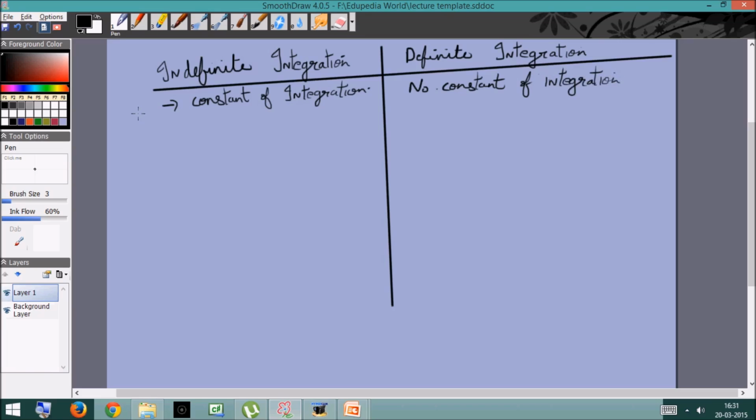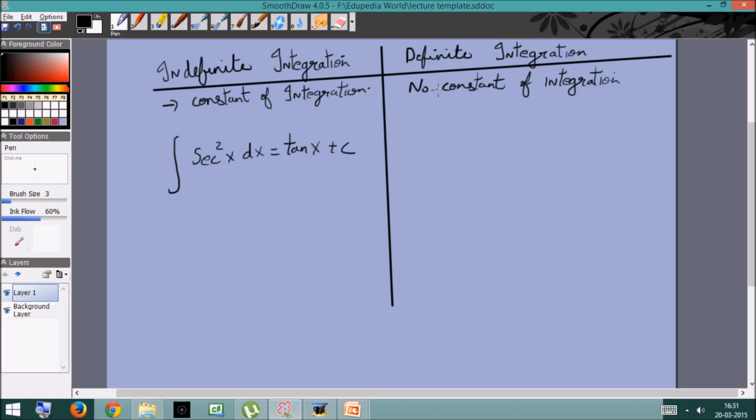So how does this work? Indefinite integration is what we saw right now. The integral of sec squared x dx plus c. In definite integration, we do not have a constant of integration directly, but we solve for it indirectly.